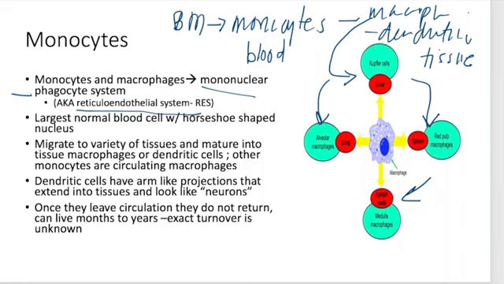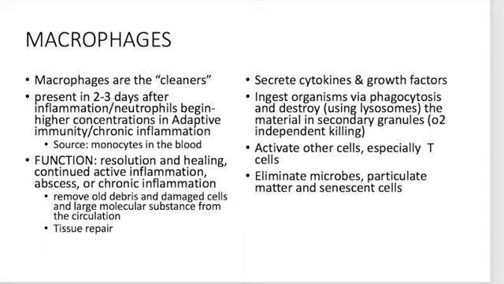Other monocytes are circulating macrophages. The dendritic cells look different than the macrophages. The dendritic cells have those arms. Once they leave the circulation, they do not return. The exact turnover is unknown. They can live months to years as far as we're aware of it. Monocytes have a horseshoe nucleus. So let's take a look at macrophages.